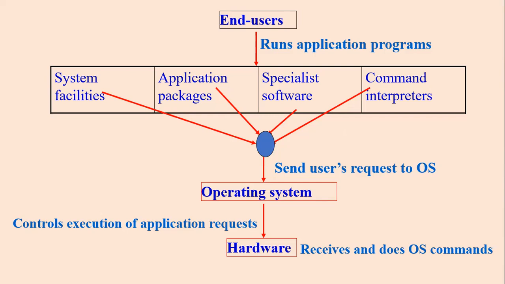the operating system, which can be of various types, for example, Android, Windows, Unix, Macintosh, etc. Then the operating system controls the execution of the application requests by transmitting them to the hardware, which therefore receives and performs the operating system command that has been received.